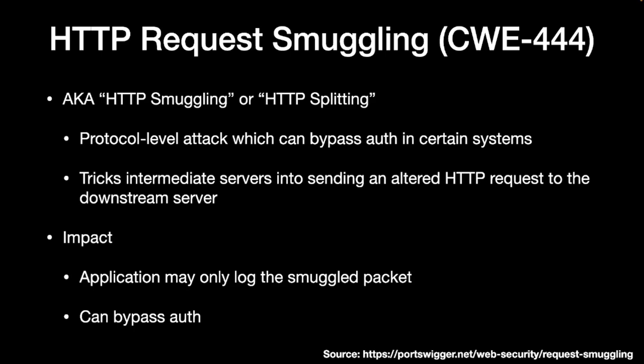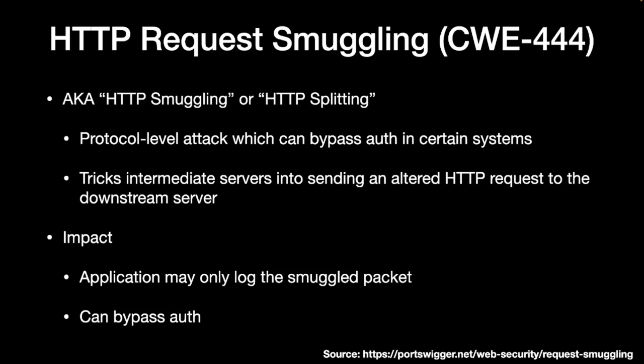It can bypass auth in certain systems, but it depends on the way that packets travel into a network. So if there are multiple load balancers and proxy servers in tandem before you get to the web server, then HTTP smuggling could be possible in that system. What it does is it can trick an intermediate server, there has to be a set of servers, into sending the altered HTTP request to the downstream server. And if the downstream server is trusting the upstream server for certain tasks like that auth, then there could be a bypass.